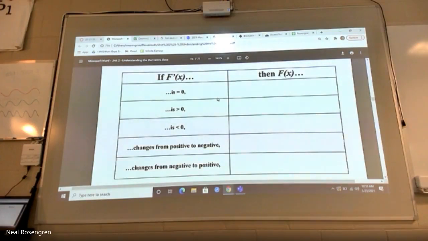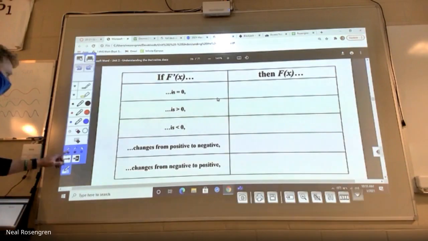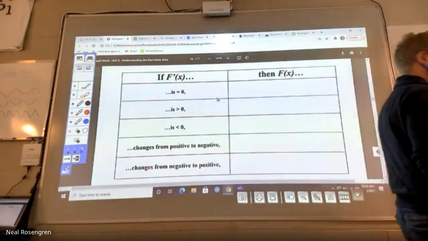at these spots. So if the derivative is 0, so like here's an x value, 2 or 3 or 4 or whatever, and the derivative is going to be 0. What do we know for sure about the function at each of those spots? Make it nice, make it fancy. What do we know guaranteed?